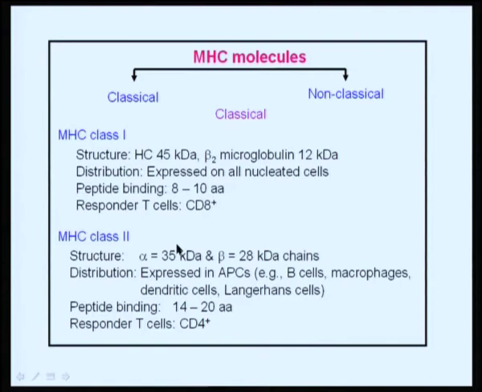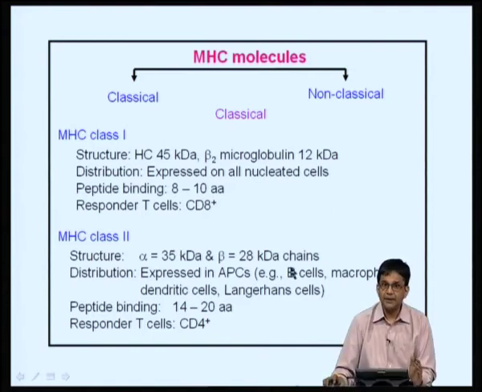In MHC class 2 you have the alpha chain and the beta chain. The alpha is about 35 kDa, the beta is about 28 kDa. As mentioned previously, MHC class 2 expression is present primarily on antigen presenting cells. So, you have B cells, macrophages, dendritic cells, Langerhans cells in the skin, and the peptide bound over here is much longer, about 14 to 20 amino acids, and the responder T cells are the CD4 response. So, CD8s primarily recognize MHC class 1, CD4s primarily recognize MHC class 2, and this is where the IR genes come into play.